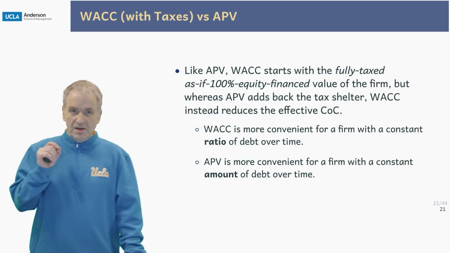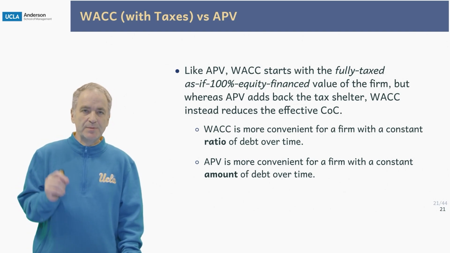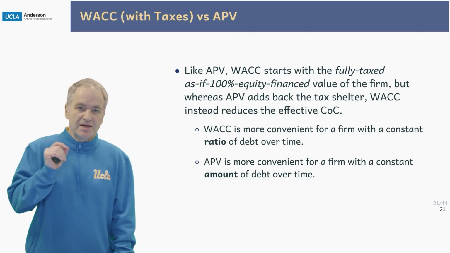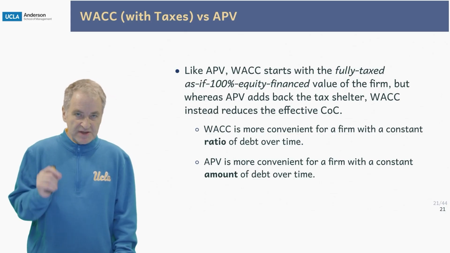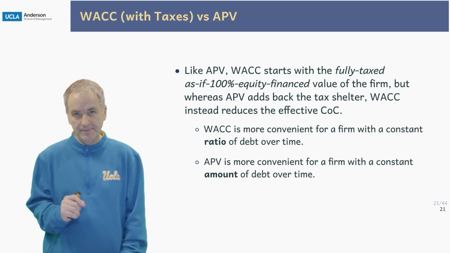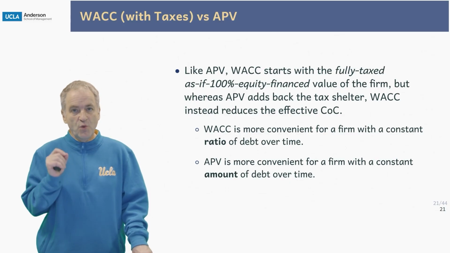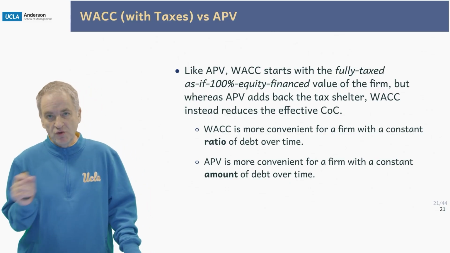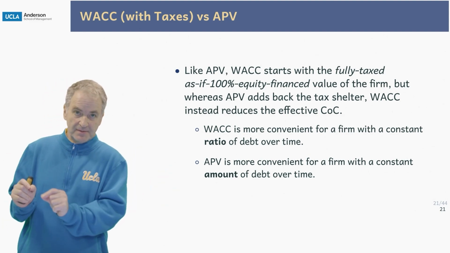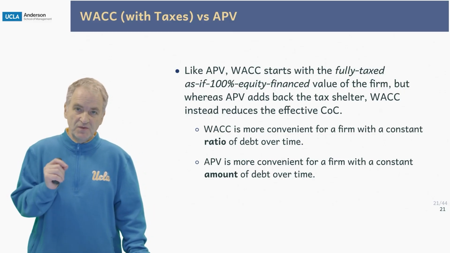Now, this was adjusted present value, APV. It's basically the same as flow to equity, which I would really call the pro forma method. There is another method that is in even wider use out there in the real world, and that's the weighted average cost of capital, WACC. It starts again, like APV, with a fully taxed, 100% equity financed, no tax shelter value of the firm, which is $256 next year. And what the WACC method does, it instead reduces the effective cost of capital.